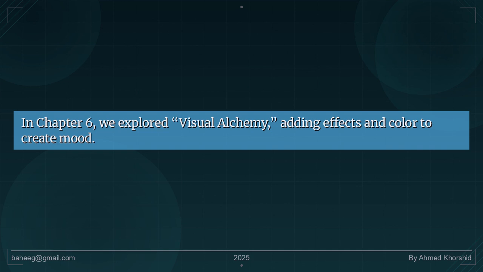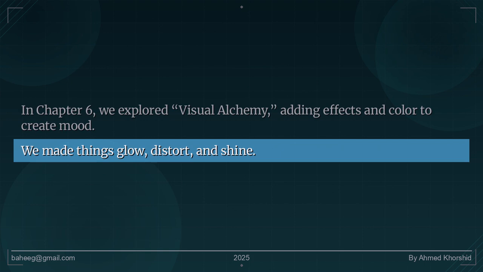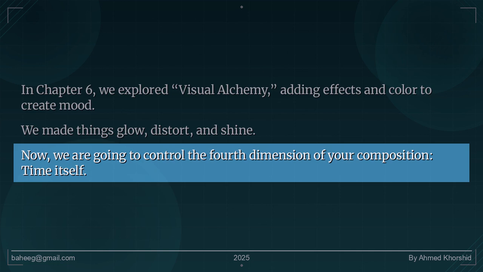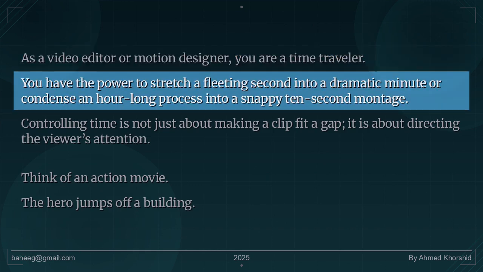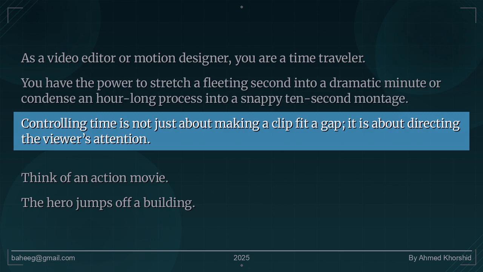In Chapter 6, we explored visual alchemy, adding effects and color to create mood. We made things glow, distort, and shine. Now, we are going to control the fourth dimension of your composition, time itself. As a video editor or motion designer, you are a time traveler. You have the power to stretch a fleeting second into a dramatic minute or condense an hour-long process into a snappy 10-second montage.